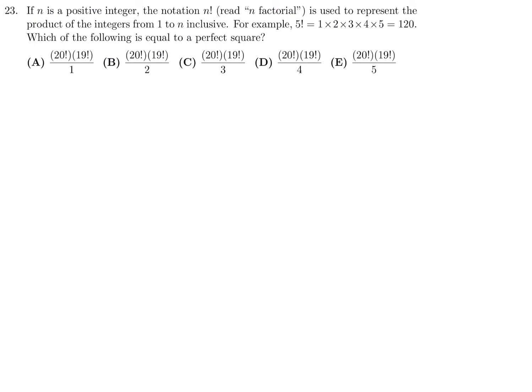If n is a positive integer, the notation n exclamation mark, read n factorial, is used to represent the product of the integers from 1 to n inclusive. For example, 5 factorial is equal to 1 times 2 times 3 times 4 times 5, which is 120. Which of the following is equal to a perfect square?